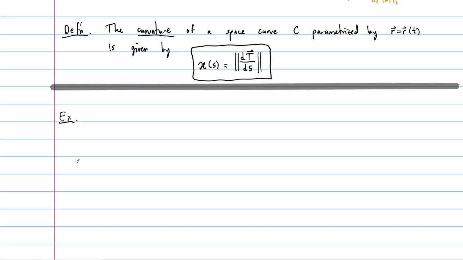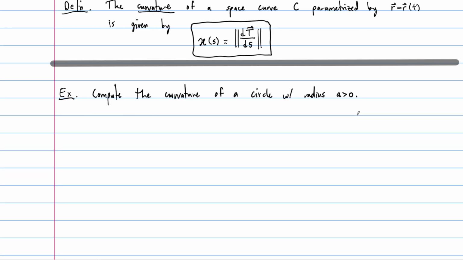What I would like to do is compute the curvature of the plane curve that gives a circle. So compute the curvature of a circle whose radius is a. We'll call it a because r means something different, right? So radius a bigger than 0. All right. And we're going to do it by using this definition. First of all, a parametrization with respect to t of the circle is one that we're used to, right? It's just a cosine of t and then a sine of t.